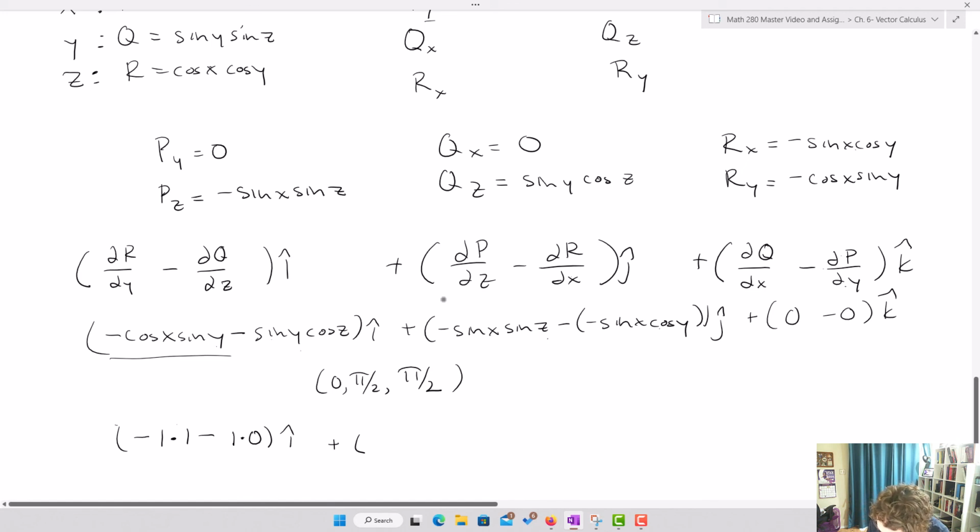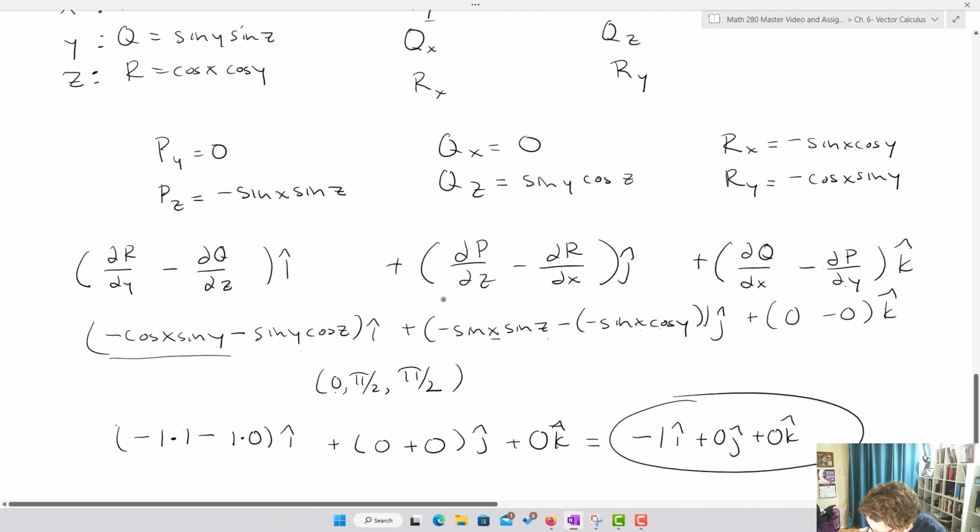Plus, sine x is 0, and so minus, or plus in this case, sine x again, that's a 0 again. So that's our j term, and then plus 0k. So our vector here is going to be negative 1i plus 0j plus 0k. And that is the curl.